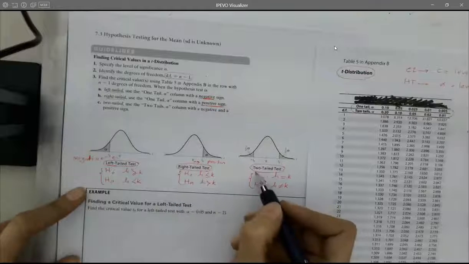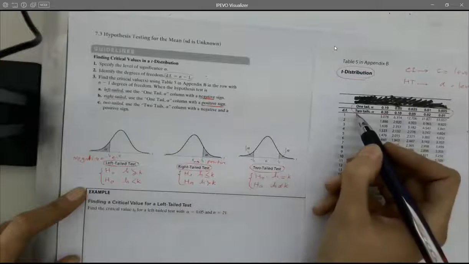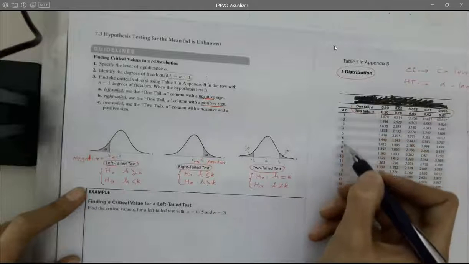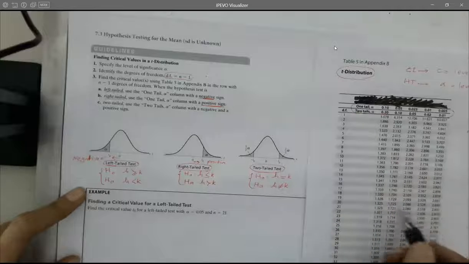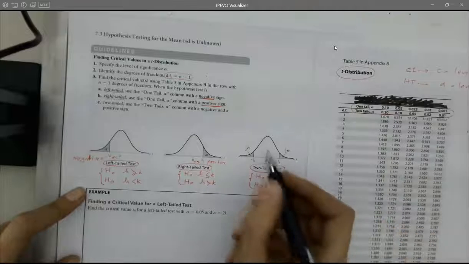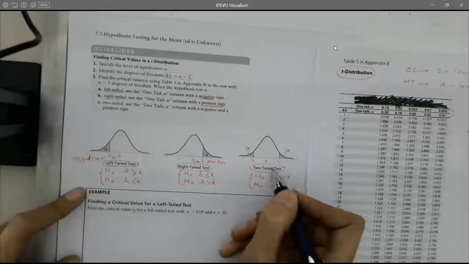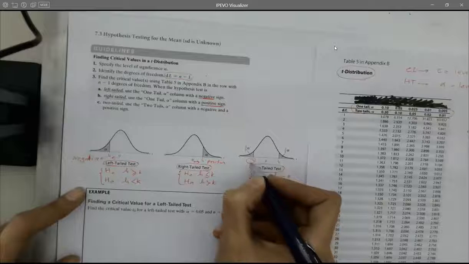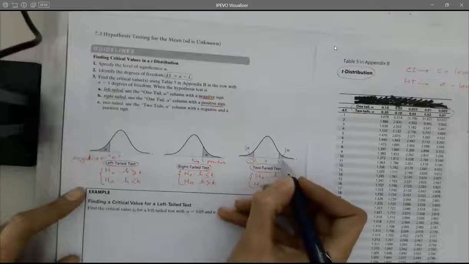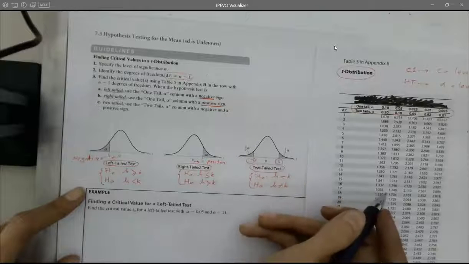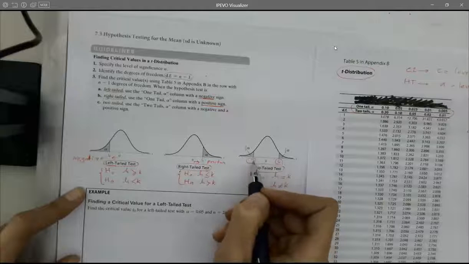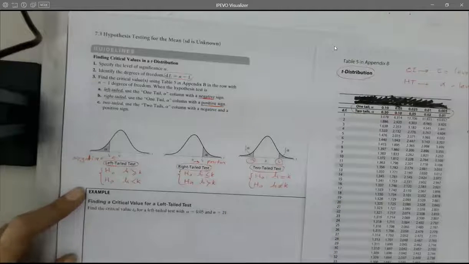And finally, if we have a two-tailed test, you're going to use two tails alpha. Then we find the degrees of freedom and the intersection between them. Note that it's a two-tailed test, which means you have two critical values. One of them is on the left-hand side of 0 with a negative sign. The other is on the right-hand side of 0 with a positive sign. Both have the exact same digits with different signs.